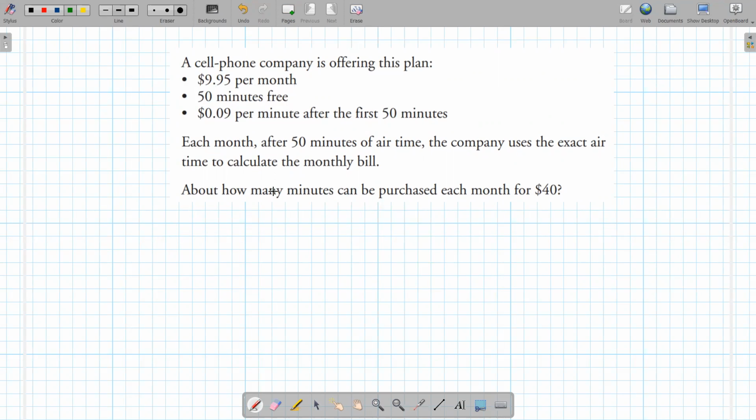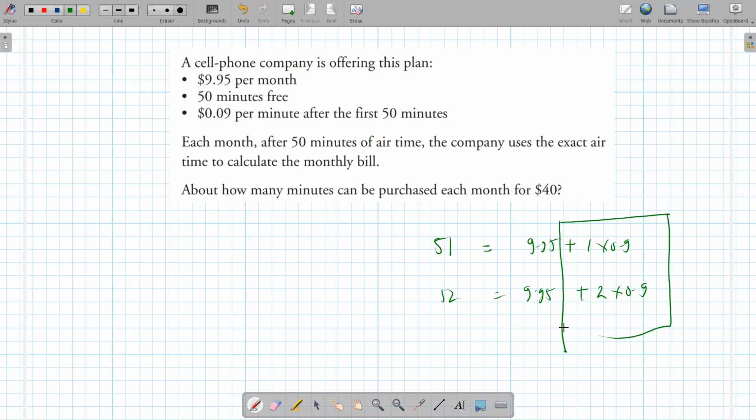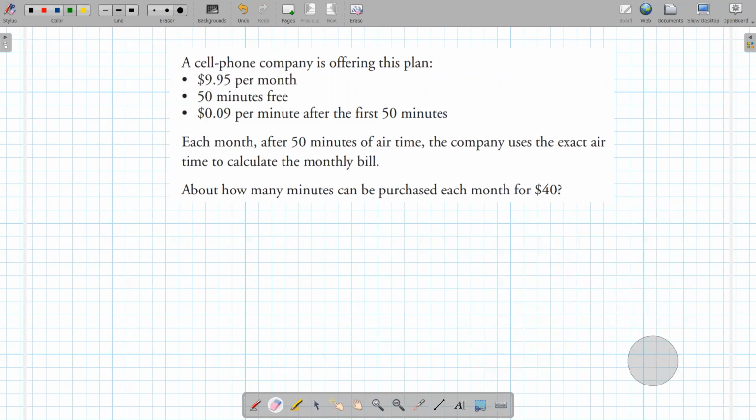Okay. So let's say if it's 51 minutes, then the bill would be 9.95 plus 1 times 0.09. If it's 52 minutes, you get that. So up until 50, it's just 9.95, and then you're just adding 1 after. Exactly. So every additional minute after 50, you're going to multiply it and add it. Okay. So let's use an equation to represent this information.